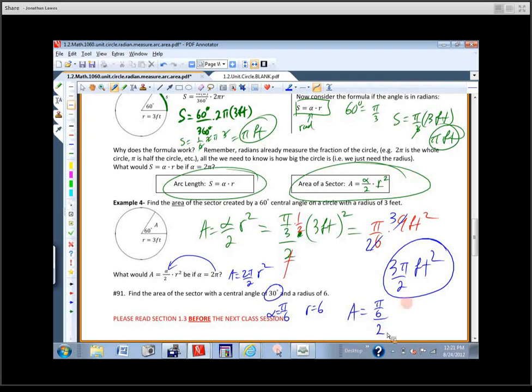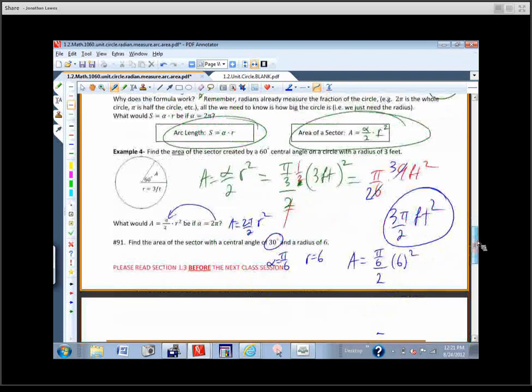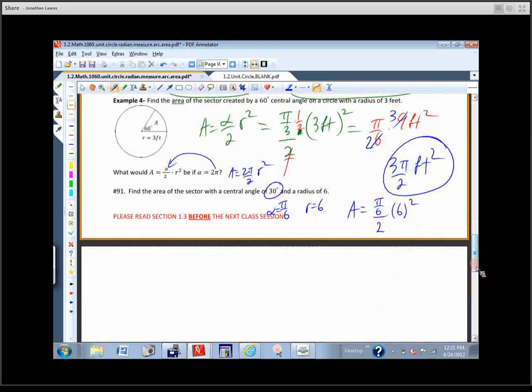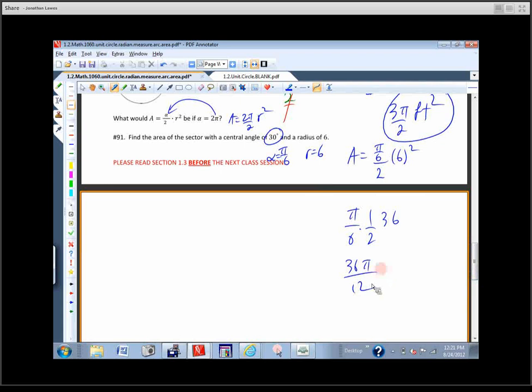So our area would be pi over 6 divided by 2 times 6 squared. Dividing by 2 is the same as, so this is going to be pi over 6 times 1/2 times 36. If you want, 36 pi over 12, so the answer is 3 pi. Okay, and technically we'd have units squared on that.